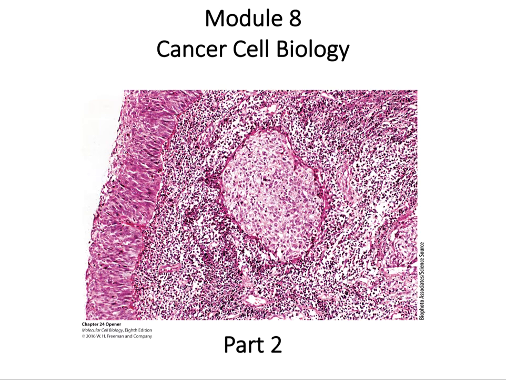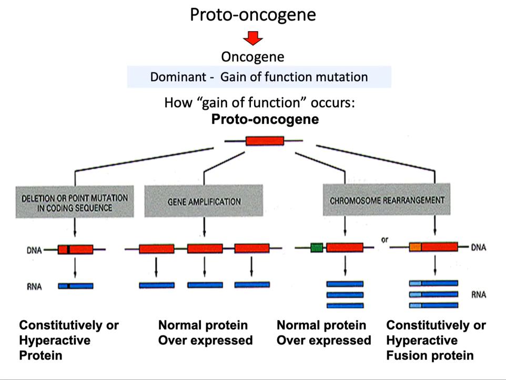Module 8, Cancer Cell Biology, Part 2. In Part 2, we are going to look at some examples of proto-oncogenes and oncogenes. And in Part 3, we are going to look at some examples of tumor suppressor genes. So in the first part, we talked about oncogenes and proto-oncogenes.